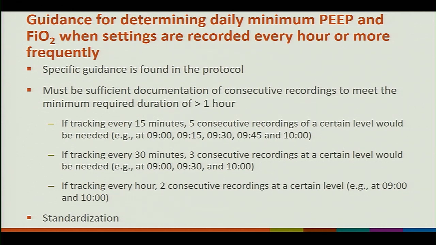When settings are documented at a frequency that is less than 1 hour, it can be a little tricky, but there is specific guidance in the protocol for these instances. For example, if you're tracking every 15 minutes, you would need at least 5 consecutive recordings at the same level in order to meet the greater than 1 hour threshold. If you're tracking every 30 minutes, you would need 3 consecutive values to be recorded. And if you're tracking every hour, you would need at least 2 consecutive values to be recorded in order to count that.